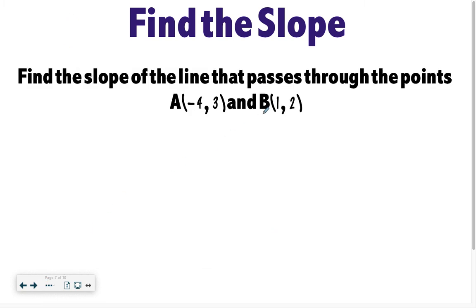Okay. Now, find the slope of the line that passes through the points A, -4, 3, and B, 1, 2. So this is the same idea.